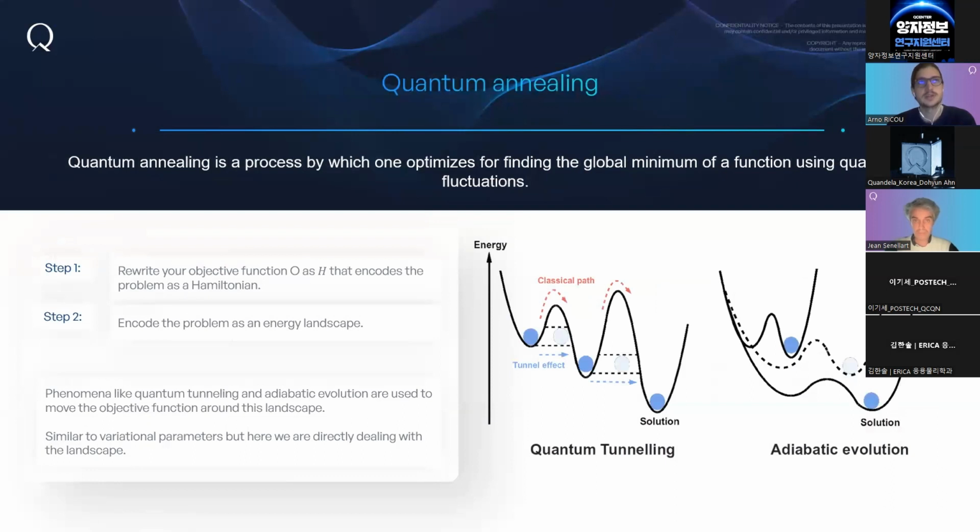So that's it for variational quantum algorithms. I will come back to them later, presenting the Quandela toolbox, because the majority of the algorithms we're running today are using this method.